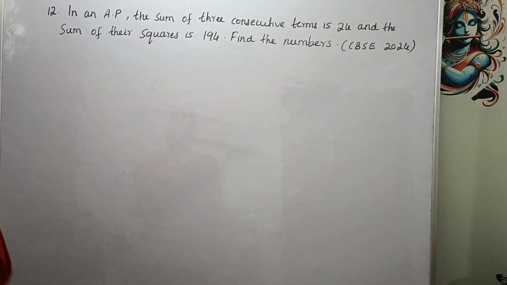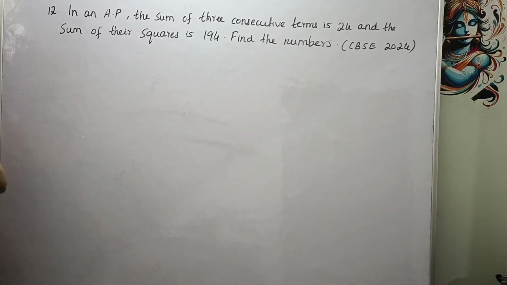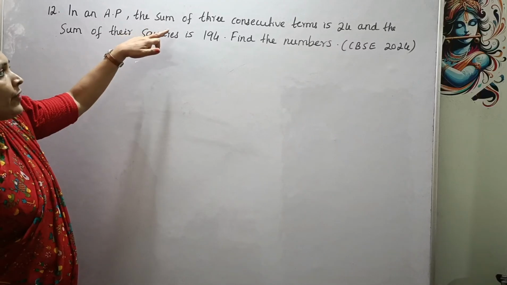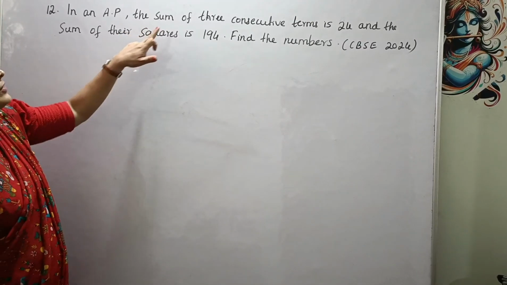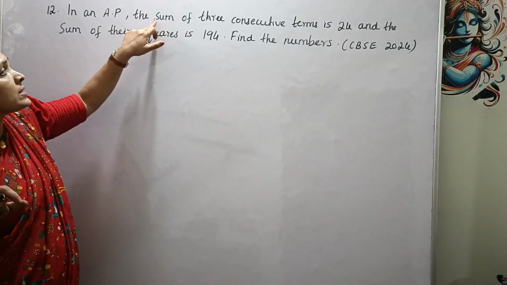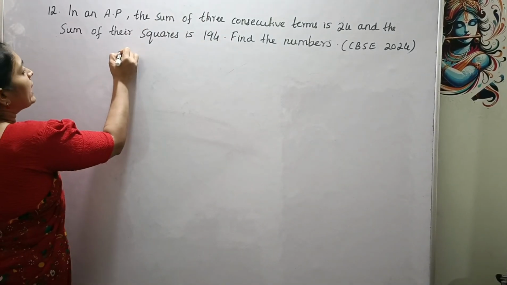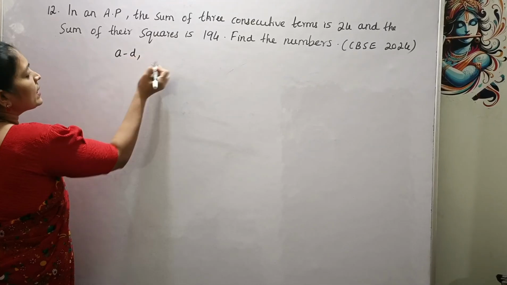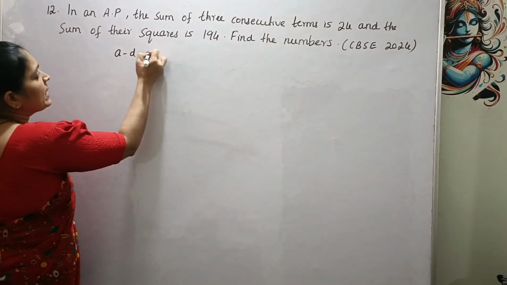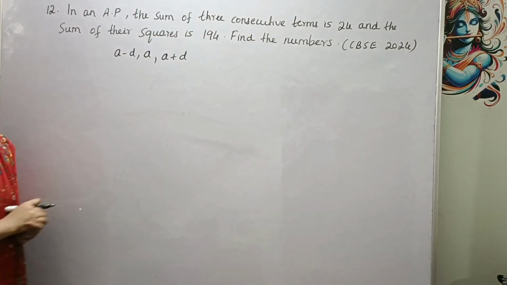In an AP, the sum of three consecutive terms is 24 and the sum of their squares is 194. Find the numbers. You have to remember, if in your question there are three consecutive numbers and the sum of three consecutive terms is given, then you have to take the three terms a minus d, a, a plus d.